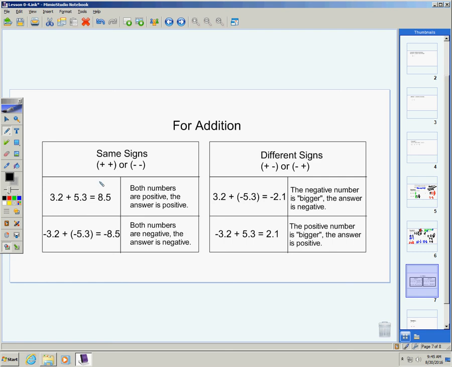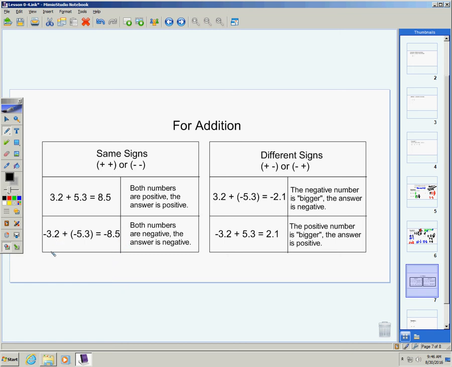So here we're just going to do a quick review over some rules for addition. If you're adding two numbers and they have the same signs, if both numbers are positive, the answer will be positive. So 3.2 plus 5.3 will be positive 8.5. If you're adding two negative numbers, the answer will be negative. So negative 3.2 plus negative 5.3 is negative 8.5.